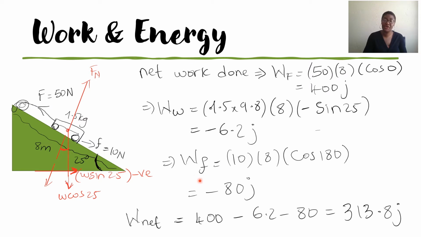The work done by the friction: again, this is another force that is acting in the opposite direction to your motion. Okay, so you will have your 10 newtons times the distance times cos 180. So it is going in the opposite direction. Instead of the applied force at a 0-degree angle, the friction force is at a 180-degree angle, so the complete opposite. And this gives you a minus 80 joules. So your overall net work done will be given by 400 joules minus 6.2 minus 80, which gives you 313.8 joules.